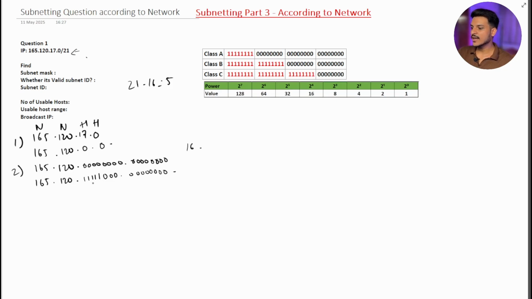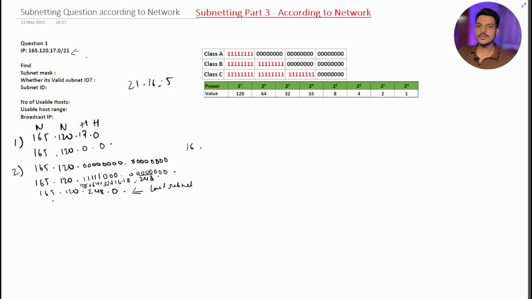Now we have to write its decimal value. So what will it be? It will be 165.120, and if we calculate the value, it will be 128 plus 64 plus 32 plus 16 plus 8, which gives us 248. And the decimal for 0 will be 0 only. So this will be our last subnet ID.